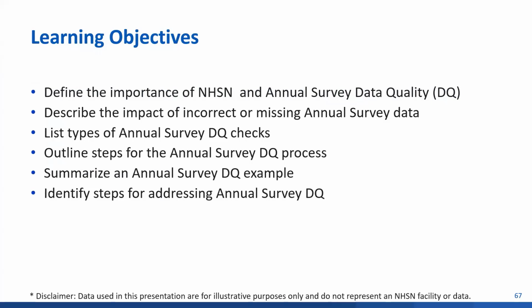Throughout this presentation, I will define the importance of NHSN and annual survey data quality, describe the impact of incorrect or missing annual survey data, list types of annual survey data quality checks, outline steps for the annual survey data quality process, summarize an annual survey data quality example, and identify steps for addressing annual survey data quality. Next slide.